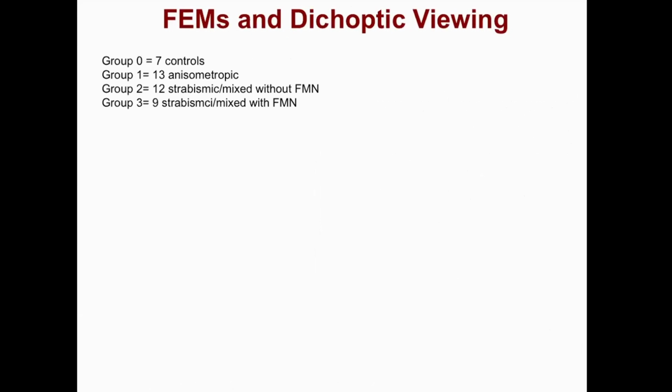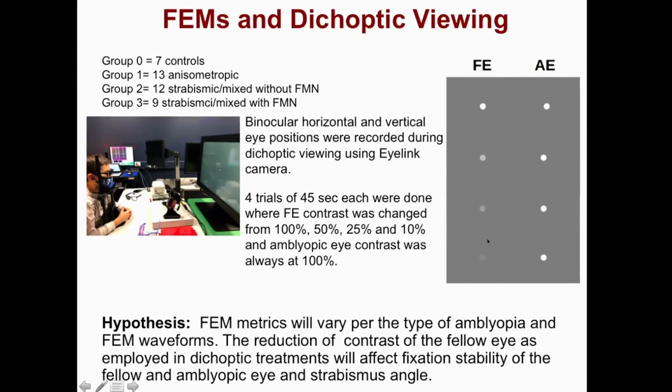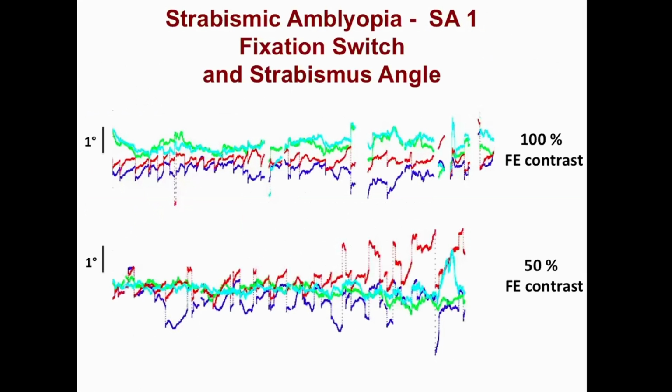So we asked, can FEM abnormalities explain the variable response during dichoptic viewing? And so we measured FEMs in 4 trials where the amblyopic eye contrast was the same at 100% and fellow eye contrast was lowered. And I will go through 3 patient examples in the interest of time. This is a patient who had strabismus.